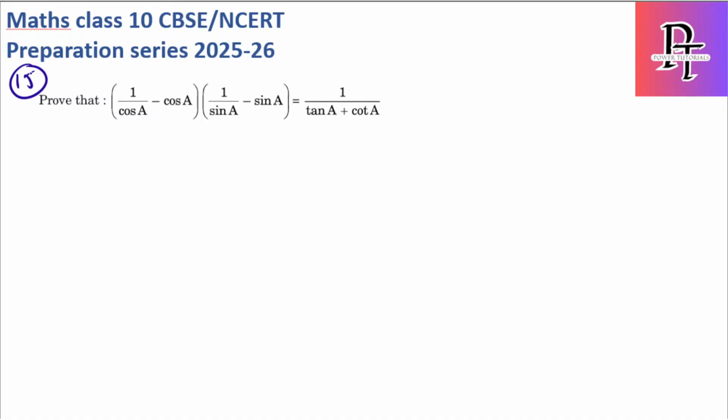So now we are moving to the 3 marks question, where it is given 1 by cos a minus cos c into 1 by sin a minus sin a. Okay, so for this question, on the right side, it is tan and cot.